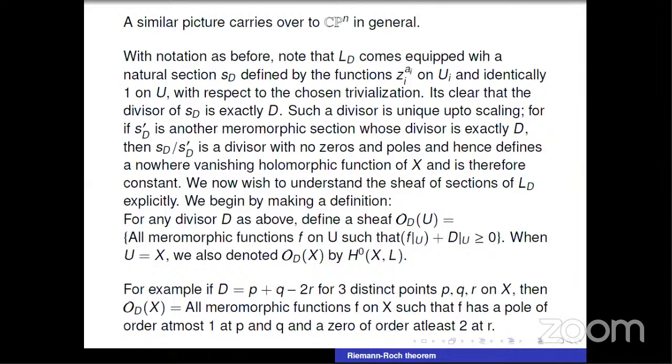Actually, I made this remark in the last lecture. Basically, the degree zero divisors on CP1 are all principal divisors. Every degree zero divisor is the divisor of a meromorphic function. I have some comment on this later, so let me postpone it for a moment. I'm going to come back to this point.